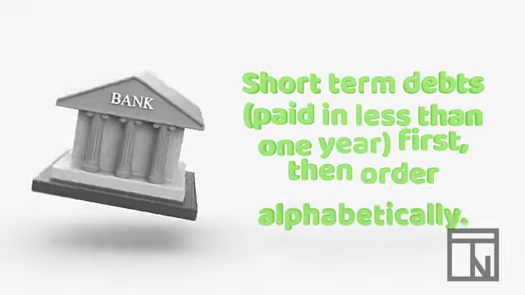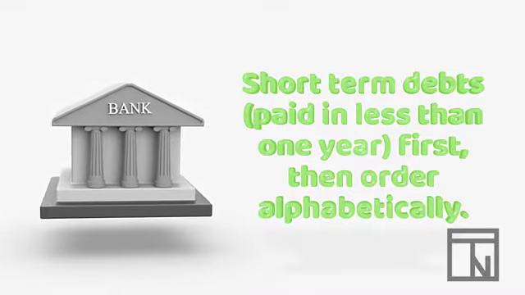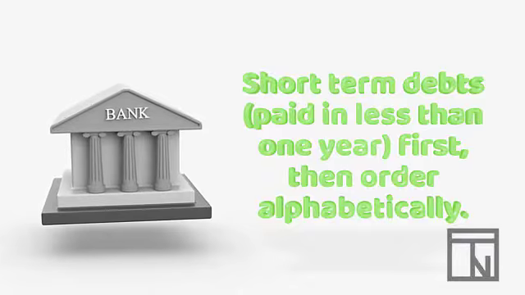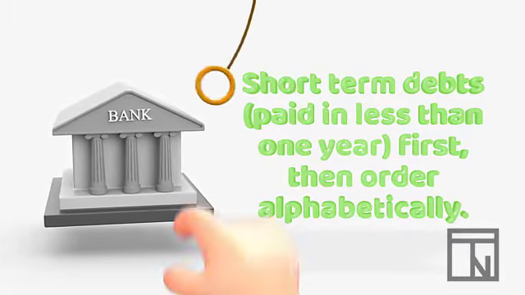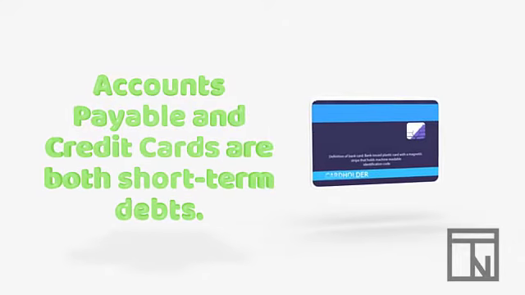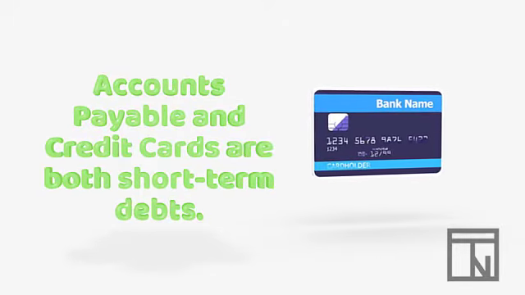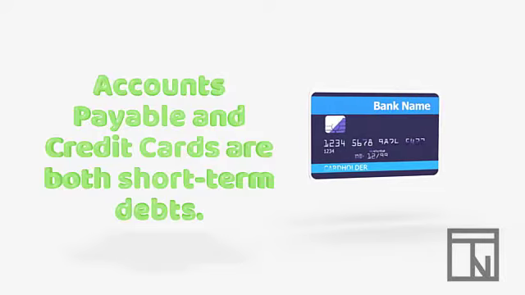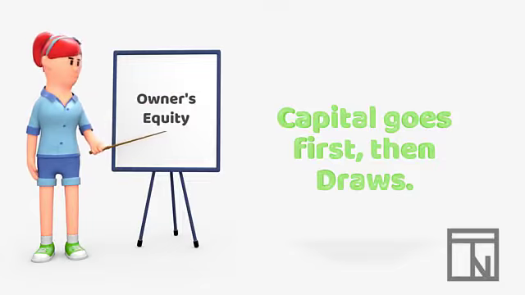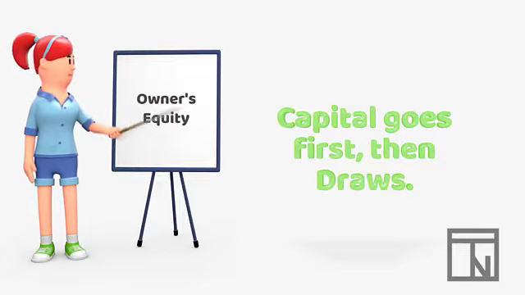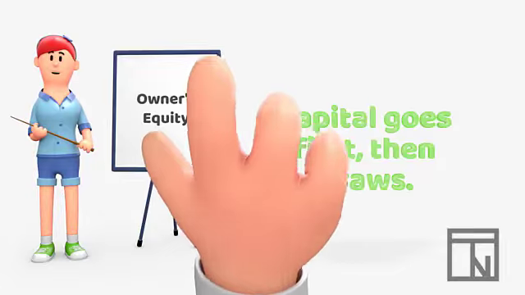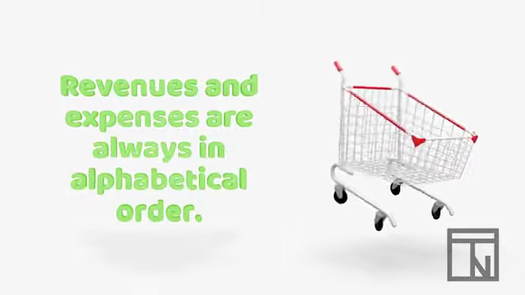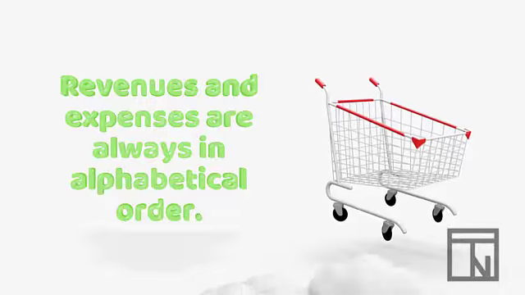For the liabilities category, short-term debts, or ones that we will have paid off in less than a year, go first. Other than that, everything is just alphabetical. So accounts payable and credit cards are both short-term since most businesses typically pay these off regularly. Since accounts payable starts with an A, it goes first, followed by credit cards. Then any long-term loans can follow. Owner's equity for a sole proprietorship typically only has two accounts: capital and draws. Capital always goes first and draws follows. Revenue and expense accounts are always alphabetical.